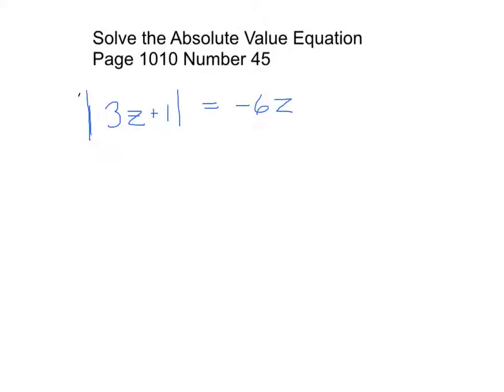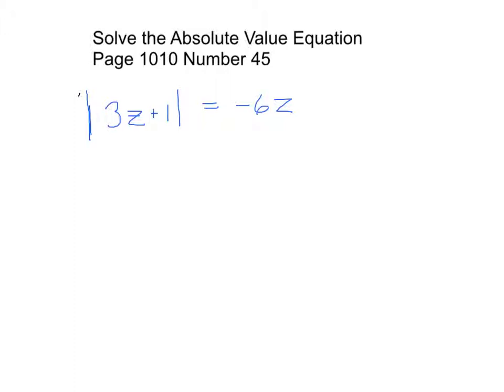Solve the absolute value equation. Remember that an absolute value has two answers, usually, and we need to check them for extraneous solutions. So the two answers are the positive of the absolute value and the negative of the absolute value.